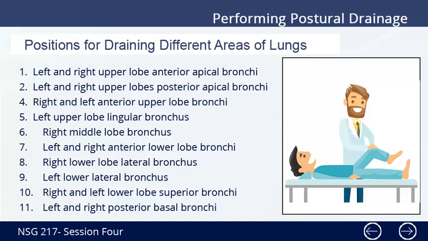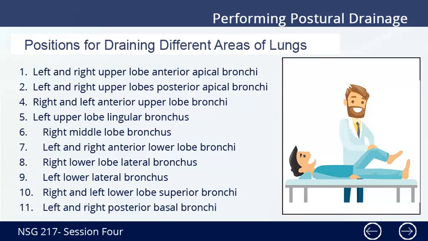Number 5, right middle lobe bronchus. You will have the client lie on the left side, raise the foot of the bed 30 cm, place a pillow behind the back and roll the patient 1/4 turned on the pillow. Percuss and vibrate the area of the right nipple below the axilla.